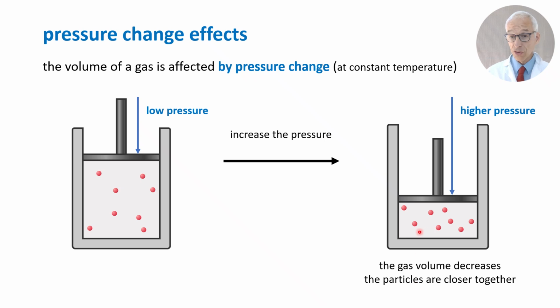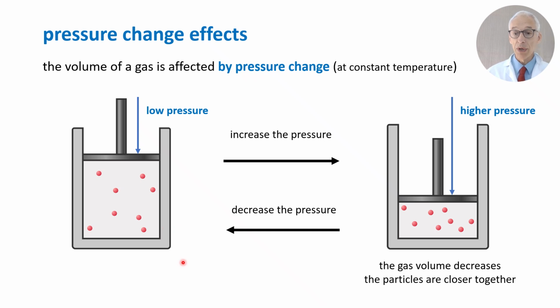The particles, as you can see in the diagram, are closer together. The particle size does not change. It's the distances between the particles that is altered. The particles are closer together. So if we start with the right-hand side and decrease the pressure, we move to the left.